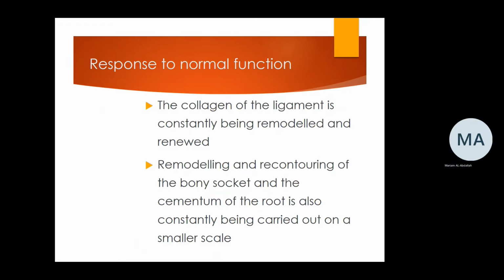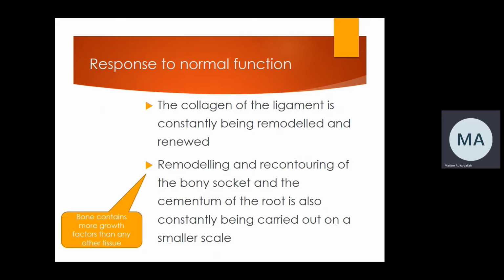Now, the collagen within the periodontal ligament, as we said, will be constantly remodeled using the fibroblast cells. Now, remodeling and recontouring of the bony circuit is also happening with the osteoblast cells. And the cementum of the roots is also constantly being remodeled on a smaller scale. Bone contains more growth factors than any other tissues in the body, and these are important to monitor and to work within this process of remodeling.